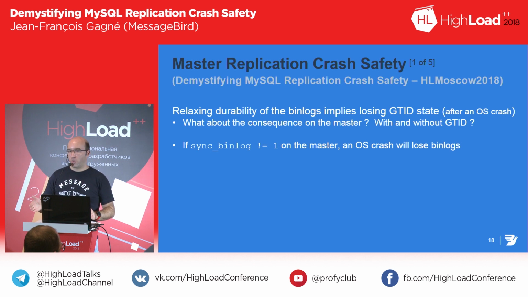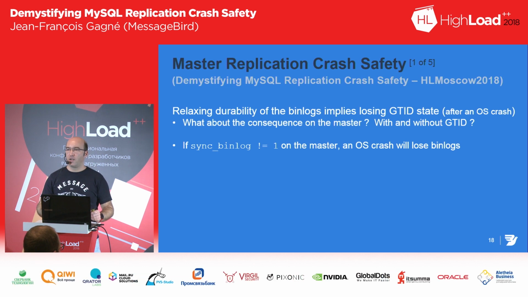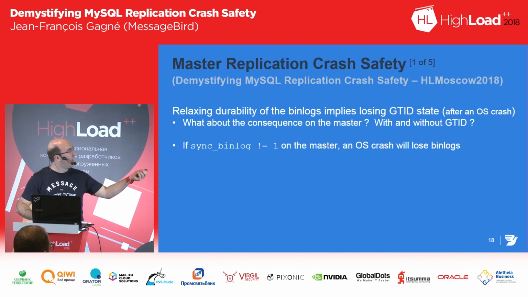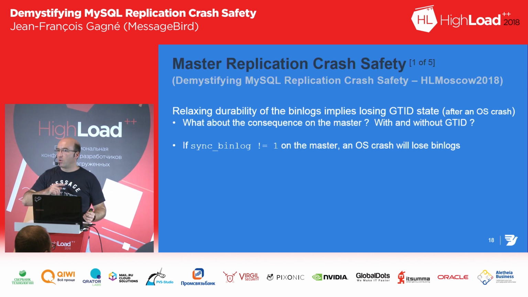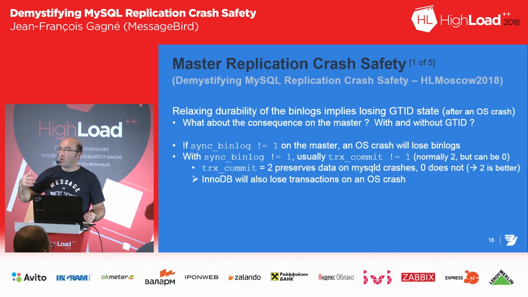So if a master crashes, and by crash here I mean an operating system crash, because we will only lose the binary logs in the operating system file buffer if this is different than 0. If it's equal to 1, it will be flushed, it will be synced to disk after each transaction. So if we have an operating system crash and we lose binary log, we will lose transactions from what we were supposed to replicate. And if we're setting sync bin log to something different than 1, it means we need some extra speed on the master.